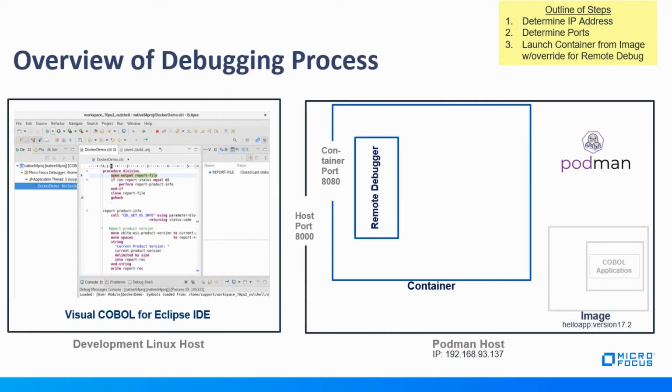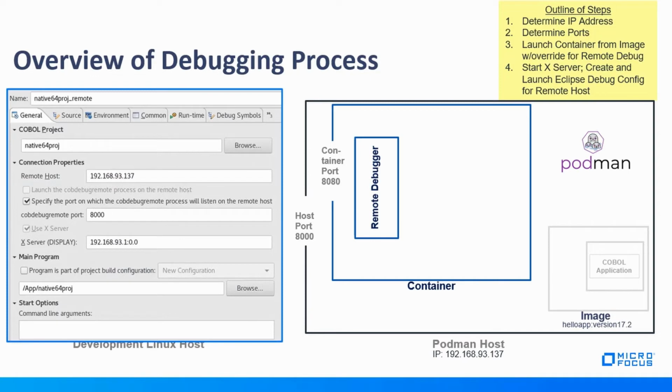Returning to our outline, the last step is to start an X server to display any output from the running program, and then to create and launch a special Eclipse debug configuration with settings to connect remotely to Podman. In the debug configuration under Connection Properties, we'll specify the IP address of the host running Podman as the remote host. Under COB Debug Remote Port, we'll specify the port on the Podman host we've identified.